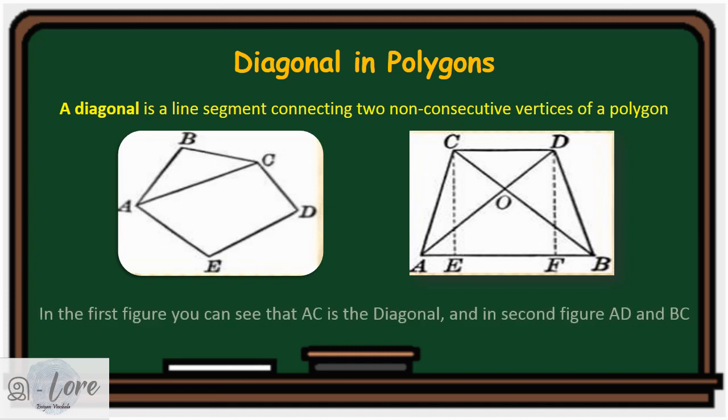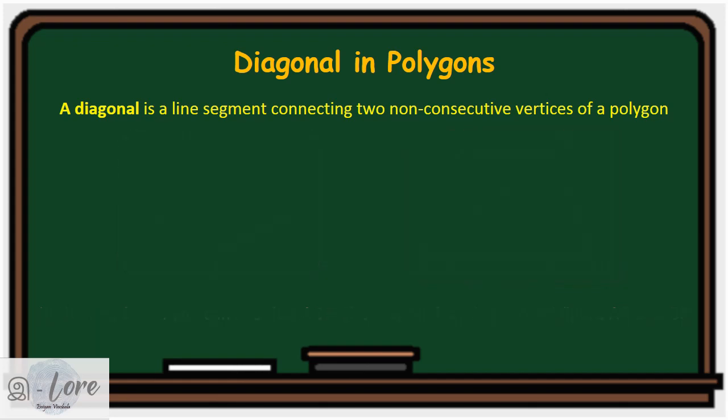If you look at the first figure, AC is a diagonal. Similarly, we can draw AD, also a diagonal. In the second figure, AD and BC are the diagonals. Then what about CE and DF? Those are perpendicular lines, called altitudes. This all comes under diagonals. So these are the best examples. Ready, students? Now I am going to give you a few examples for practice.